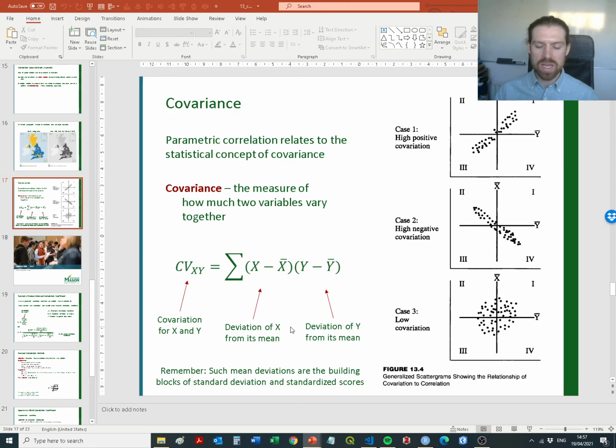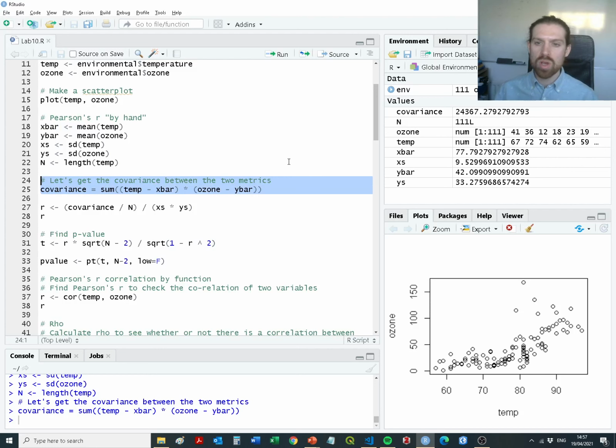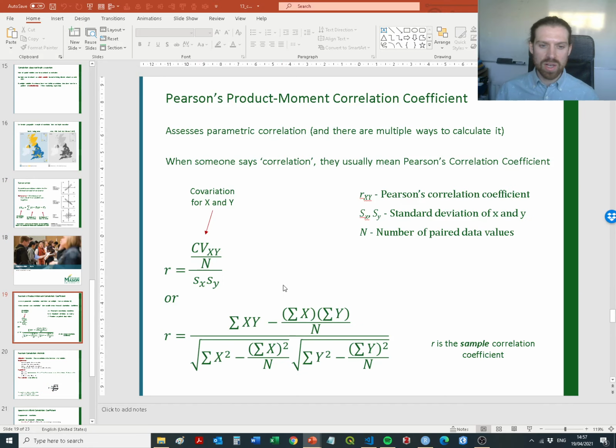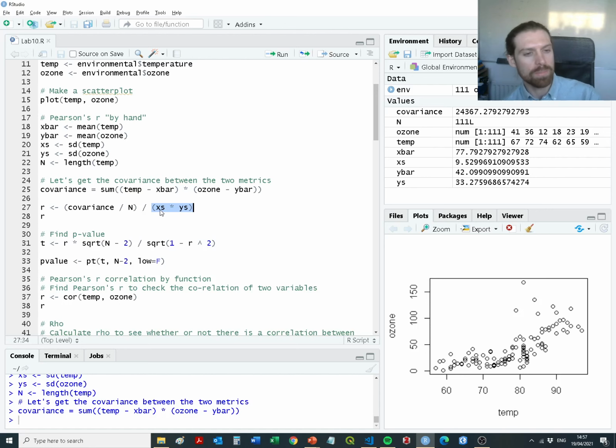So this is going to be the deviations for each one of those variables. And then when we do that, we're getting a covariance here of about 24,367. And then that's fairly straightforward to calculate. We can then enter into this simple nifty equation that we've got here, which is fairly straightforward. So the covariance divided by the number of paired data points that we've got, divided by the multiplication of the standard deviation for x and y.